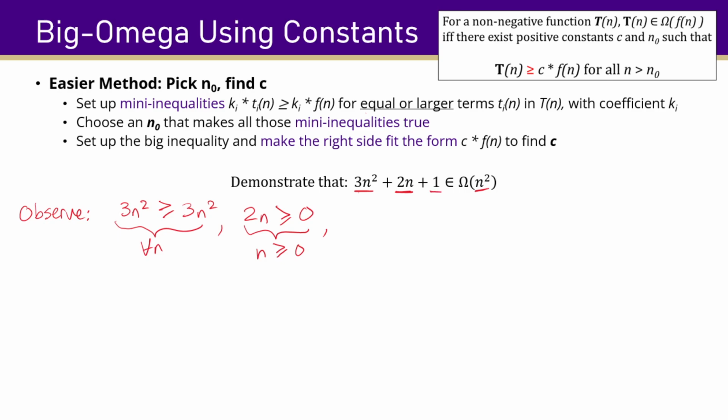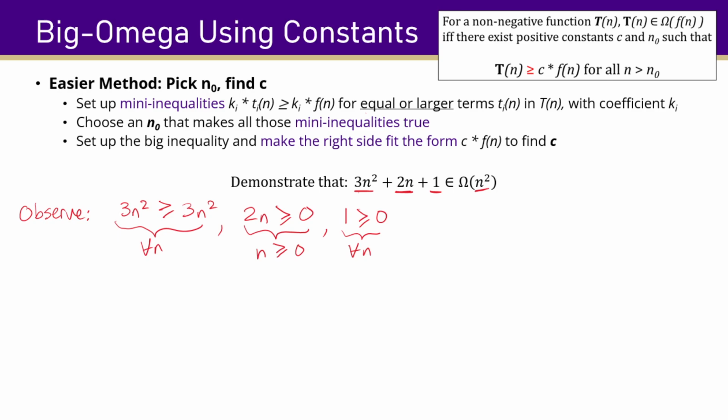All right, and we're going to do the same thing with this one. There's no way that we can show that n squared is always going to be less than 1 for sufficiently large n. So we're just going to say that 1 is always greater than or equal to 0. And this is true, of course, for all n. All right, so we've demonstrated all these little inequalities are true for certain values of n.